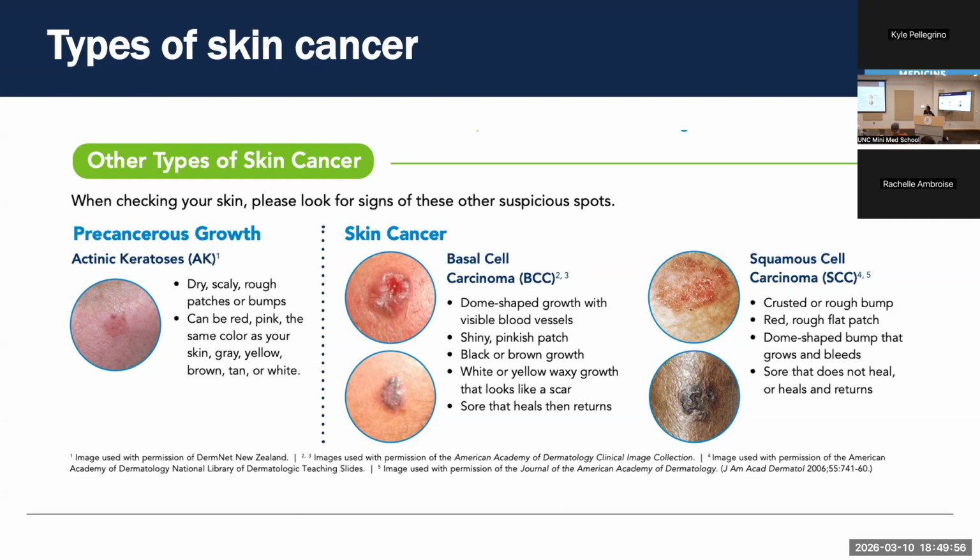Liquid nitrogen? Yeah, that's what we use in the clinic. We'll have a little bottle with a spray of liquid nitrogen, and we can use that to kill the precancer cells.